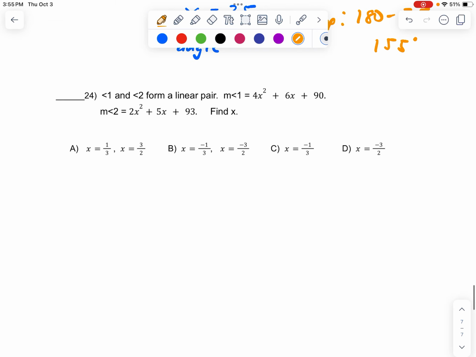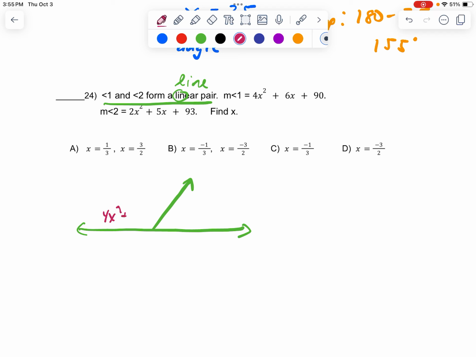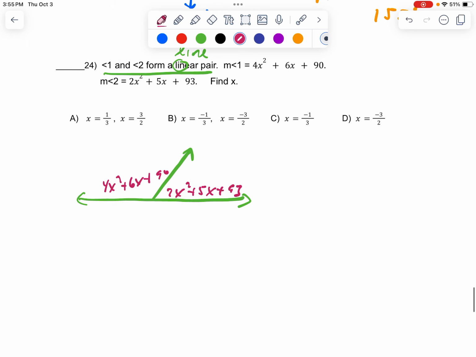One more. Angle 1 and angle 2 form a linear pair. The word line is within the word linear. So it means that you have a line and you have two angles that are on that line, one of which, angle 1, is 4x squared plus 6x plus 90, and the other angle is 2x squared plus 5x plus 93. These two angles are not equal to each other, but together they form a straight line, or together they form 180 degrees. So you can make this equation.